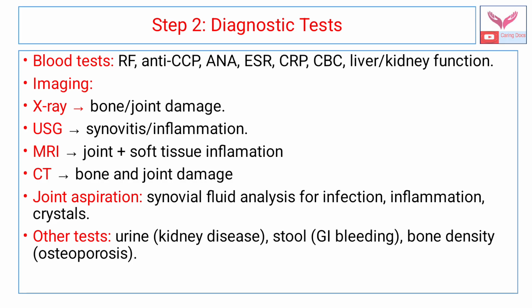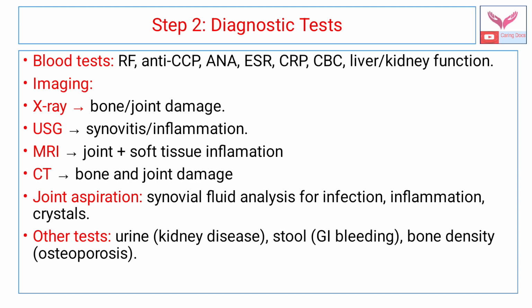So, in the next step, when we have recognized the pattern of arthritis, involvement of the joints with clear medical history and examination, we have to do the diagnostic tests. The blood tests which are done are rheumatoid factor, anti-CCP, ANA, ESR, CRP, CBC, liver and kidney functions. X-ray is done to rule out any bone or joint damage. Ultrasound helps in finding out the synovitis and inflammation. MRI helps us in diagnosing the joint and soft tissue inflammation. CT findings are suggestive of bone and joint damage.